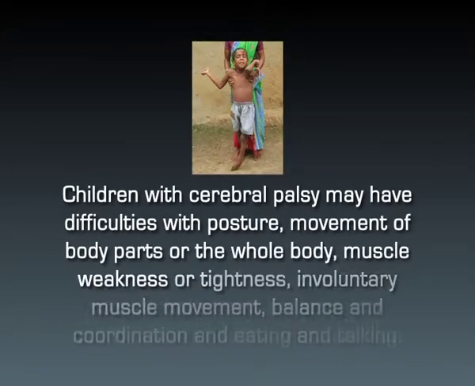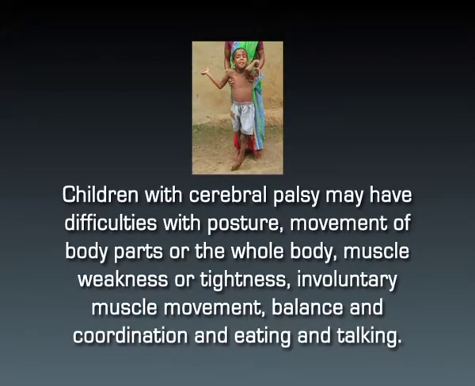Children with cerebral palsy may have difficulties with posture, movement of body parts or the whole body, muscle weakness or tightness, involuntary muscle movement, balance and coordination, and eating and talking. Some children with physical disabilities may also have some other disabilities. They may also have communication difficulties.